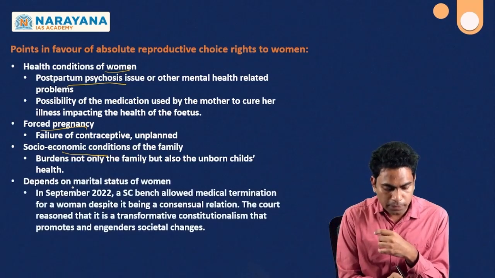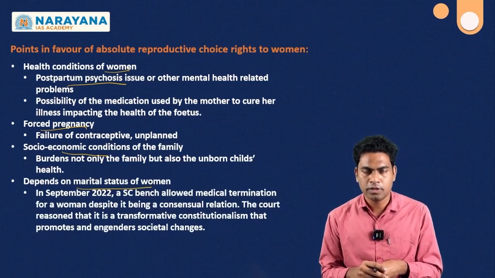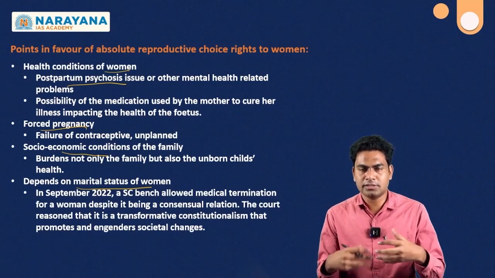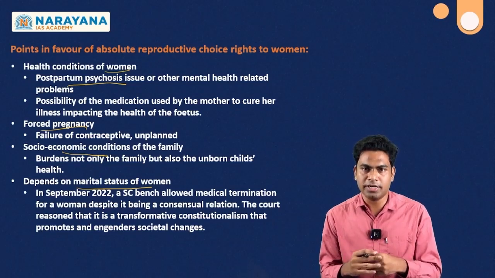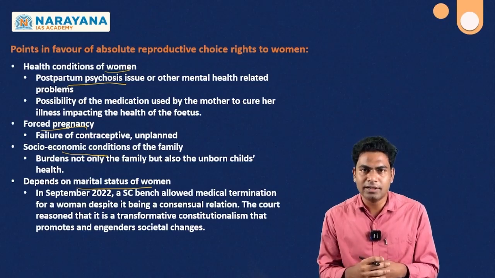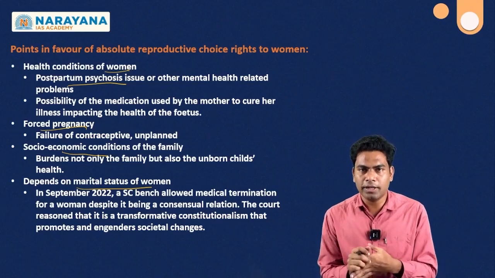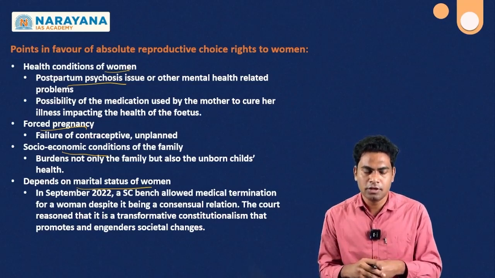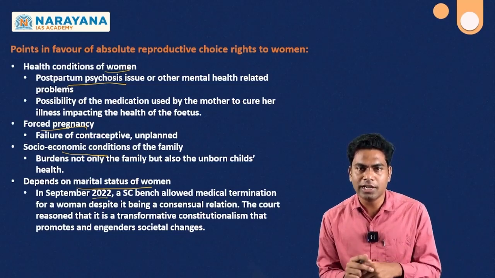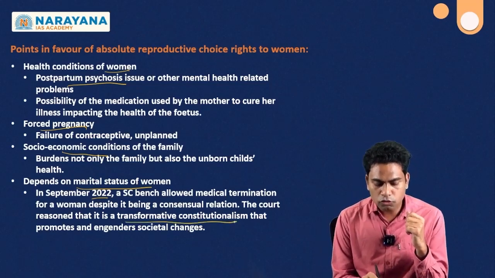Next, it also depends on the marital status of women. Okay, the marital status of women. For example, after the conceiving of the child, that is the start of a pregnancy period, their relationship might not be healthy enough for them to deliver the child as per the expectations or as per the likings of the woman who is in the relationship. The Supreme Court in the year 2022 has given a judgment on the basis of the relationship status between the husband and wife. And it argued about transformative constitutionalism.